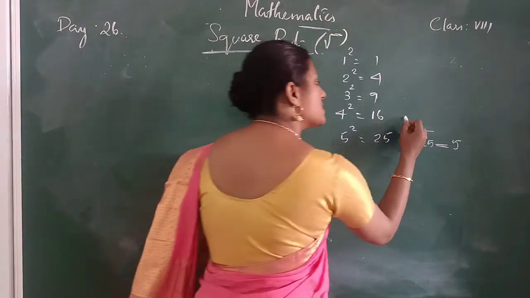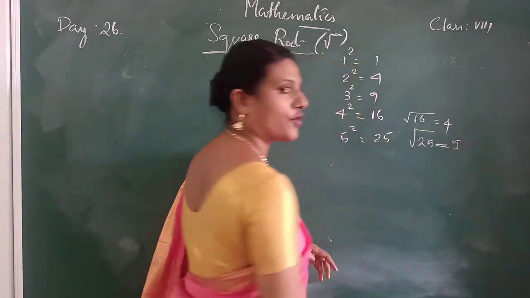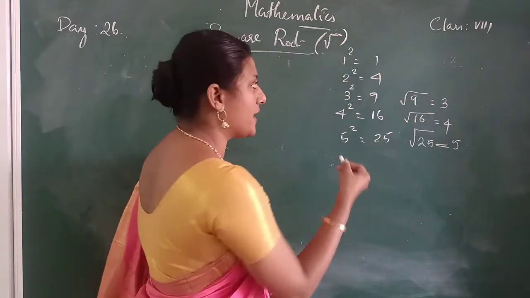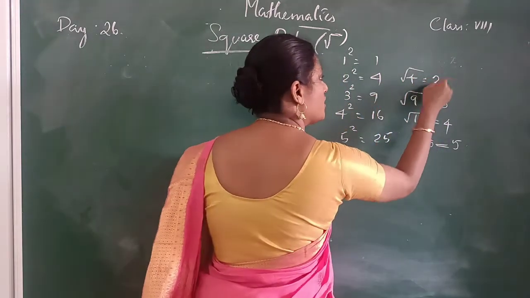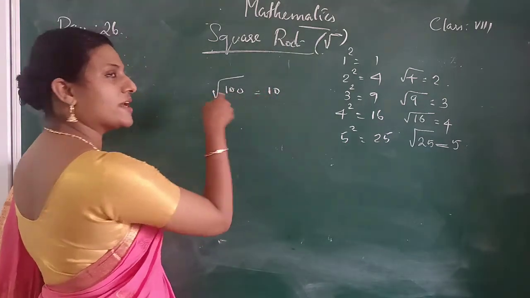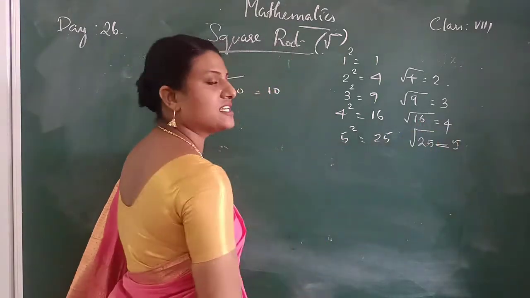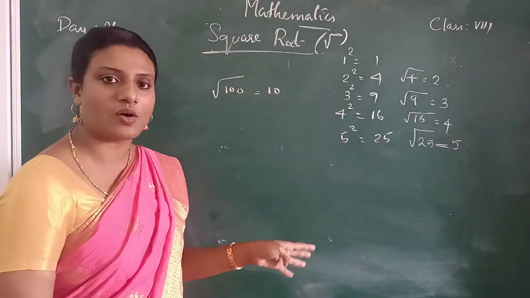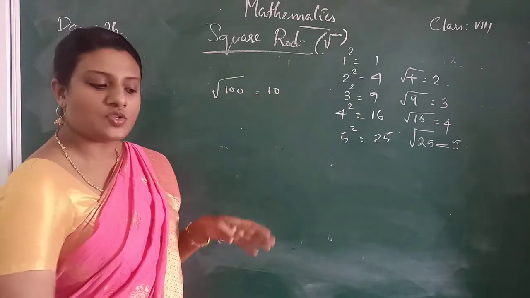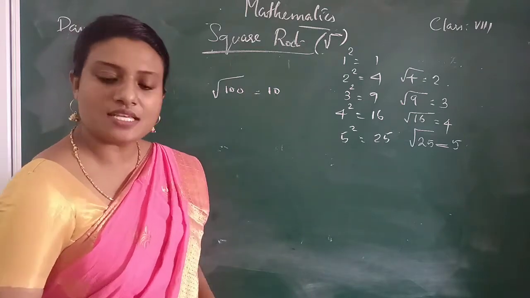Understood. Next, what is the square root of 16? Equal to 4. Next, square root of 9, 3. Next, square root of 4, 2. Next, square root of 100 is what? 10, because 10 square is 100. 5 square is 25, 4 square is 16, 3 square is 9, etc. So this is how to find the square root of a number. These numbers are very simple. From 1 to 20, you know all the numbers' squares.